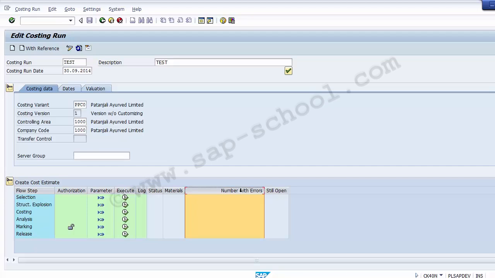If results do not update after executing, you can press the refresh button on the topmost part over here. You have the option to execute any step in background when processing a large number of materials, and in such a way you can execute your costing run.